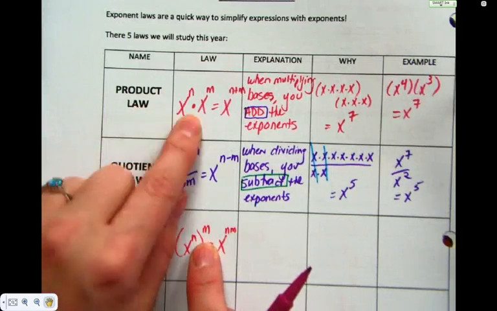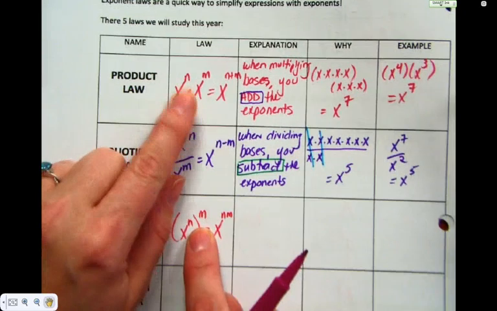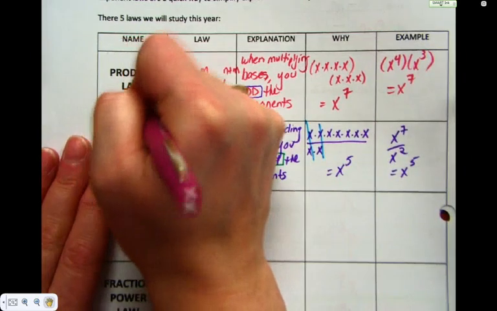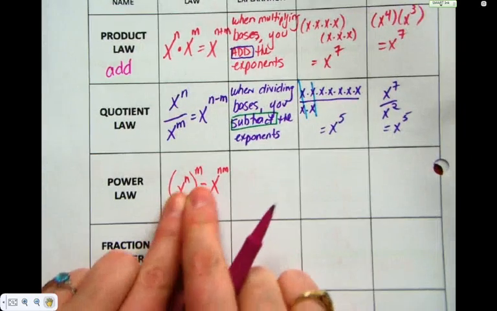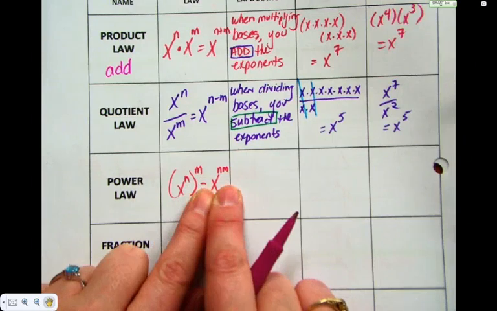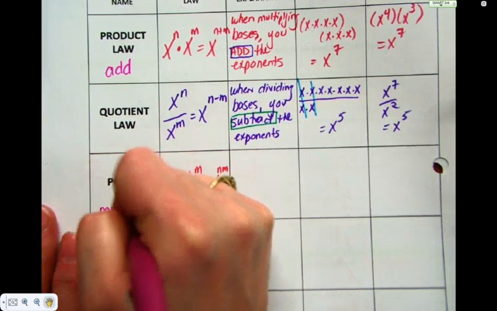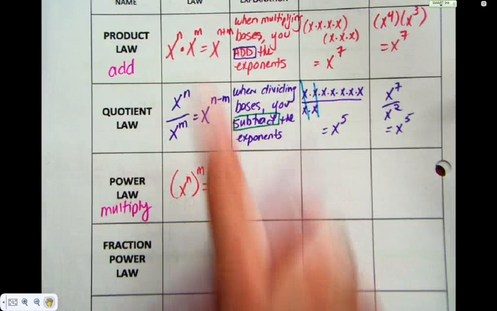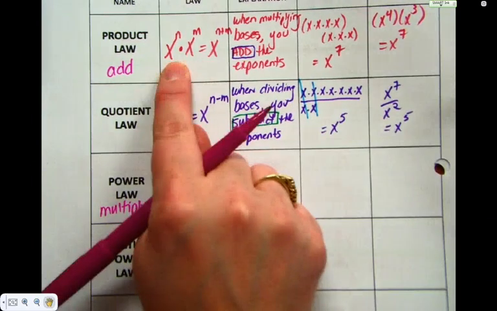This is product law because you are multiplying bases, and when you multiply the bases, you add the exponents. When you're taking an exponent to an exponent, what we call a power to a power, we multiply. That's the difference between product law and power law. Product law has two bases you are multiplying. Power law has one base that you're raising to a second exponent. So this one has two bases, x twice. This one has two exponents. Two bases you add, one base with two exponents you multiply.